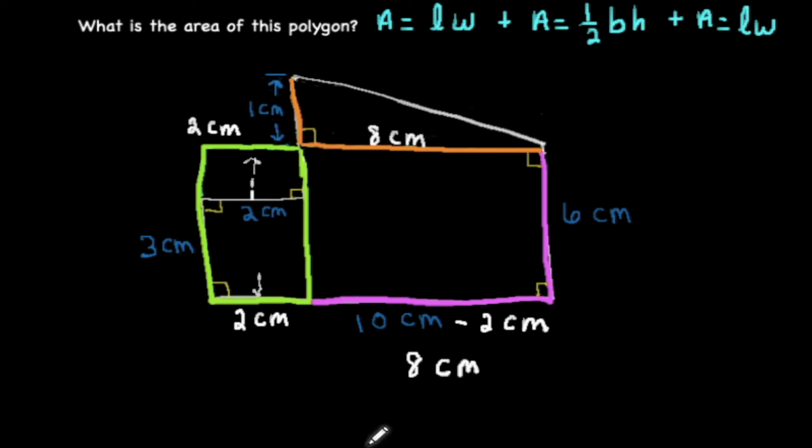So now we can go ahead and do our problem solving. If we take a look at this first rectangle here, we have to find the length times the width. So length times the width. So 3 times 2 is equal to 6.